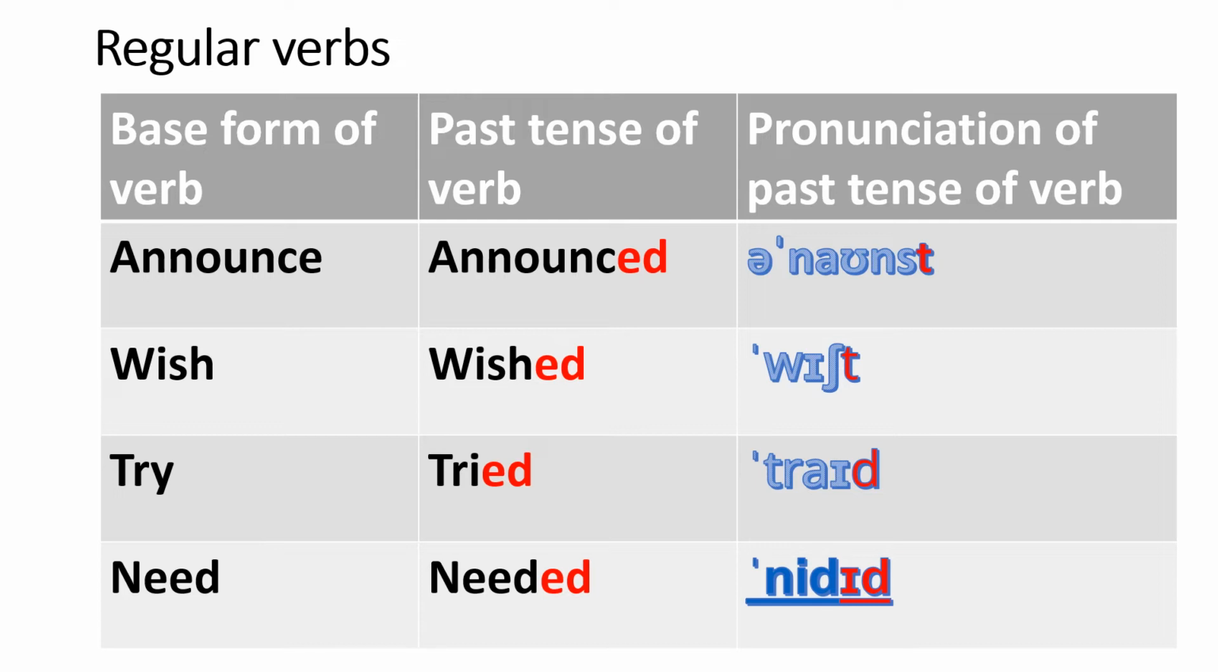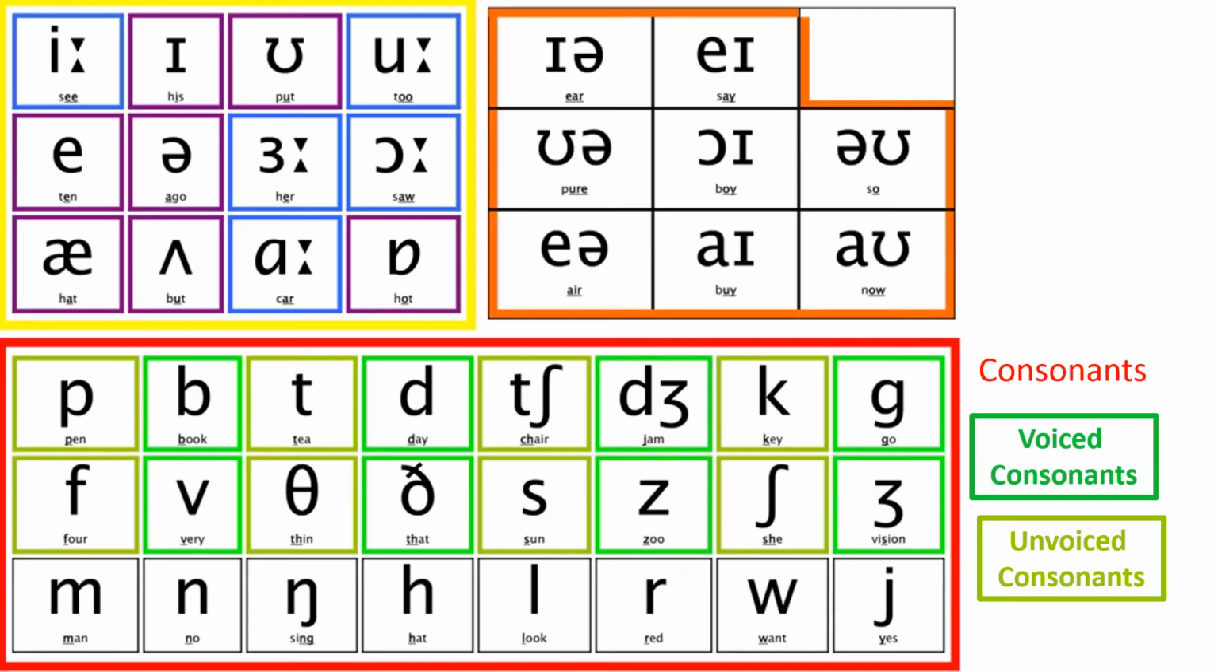but we pronounce them differently. Announced, t. Wished, it ends with t. Tried ends with d, and needed ends with id. Now the question is, what is the rule? How do we know how to pronounce ed at the end of the verb? The answer is in the IPA chart.